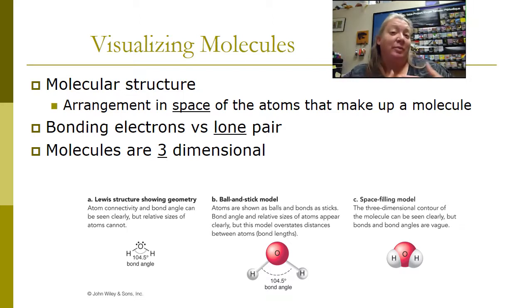One of the fun things that we get to do in chemistry is we get to visualize what the molecules look like. That's called molecular structure, where we look at the arrangement in space of the atoms that make up a molecule. So one thing that we could look at is we could see for that particular compound which electrons are bonding and which are non-bonding, which are only attached to one atom. We could look at how those electrons are going to take up space.